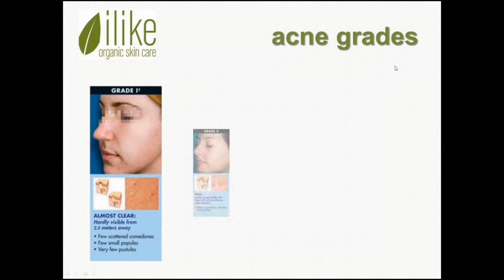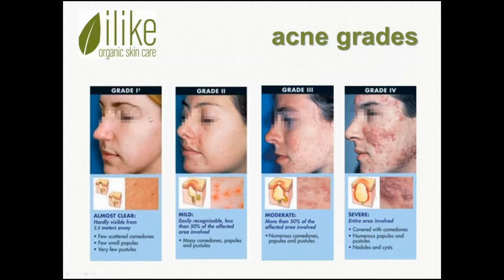To visually see what these acne grades look like, grade 1, our guest's skin is almost clear. You really can't see from far away that they have some congestion in their skin. They have a few scattered open and closed comedones, maybe some papules here and there, and no pustules. Mild acne, as we refer to grade 2, is easily recognizable. There's less than half of the face affected, but you have many comedones, sometimes some papules and pustules. Grade 3 is generally more than 50% of the affected area. A number of comedones, the papules, and pustules.